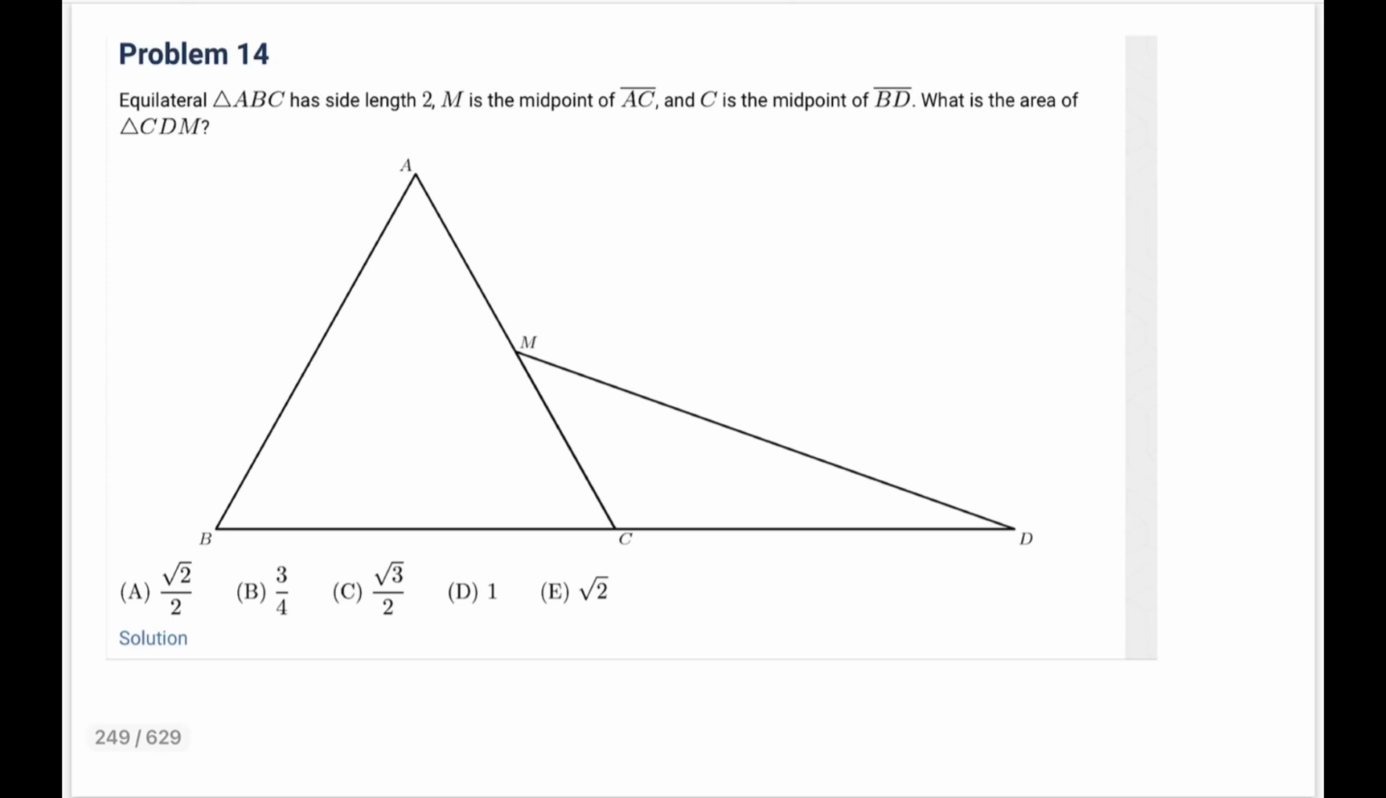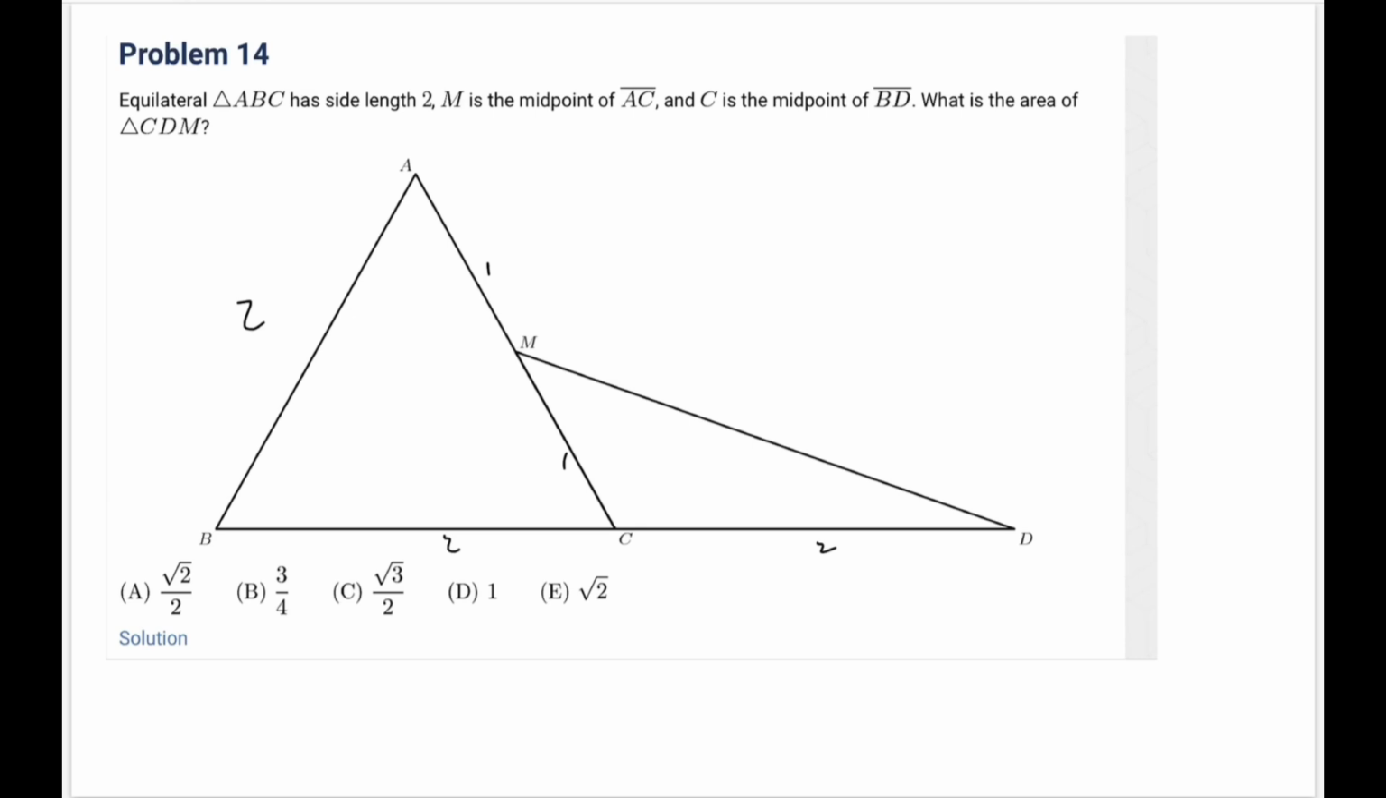Number 14, equilateral triangle ABC has side length 2, M is the midpoint of AC, and C is the midpoint of BD. What is the area of CDM? Okay, so ABC has side length 2, and this is the midpoint, so this is 1 and this is 1. C is the midpoint of BD, but this is 2, so this is also 2. What is the area of CDM?